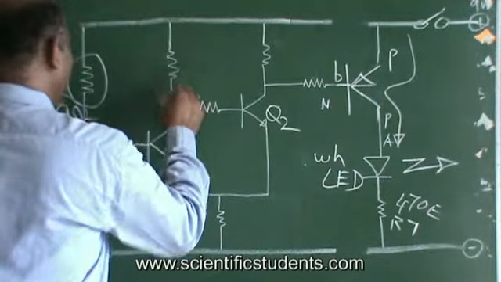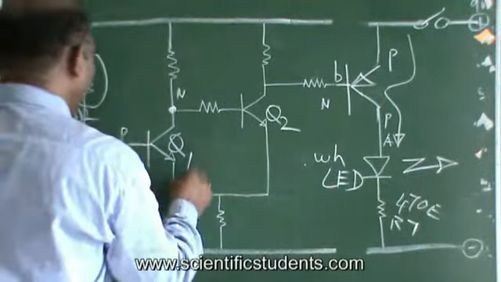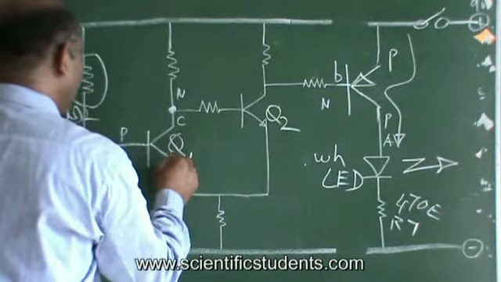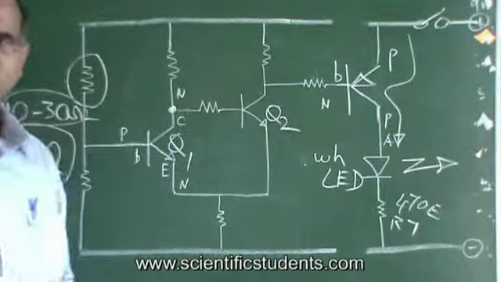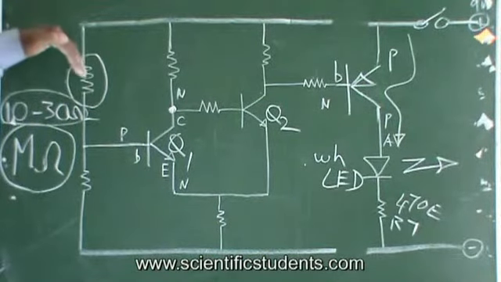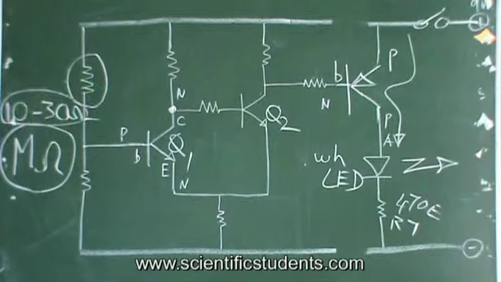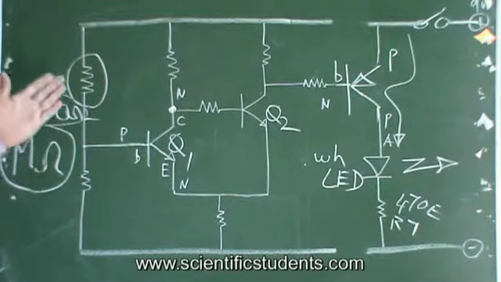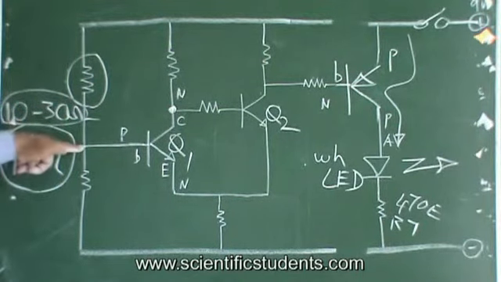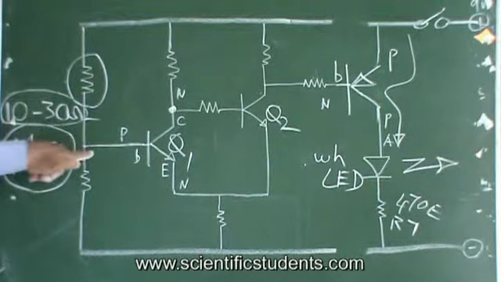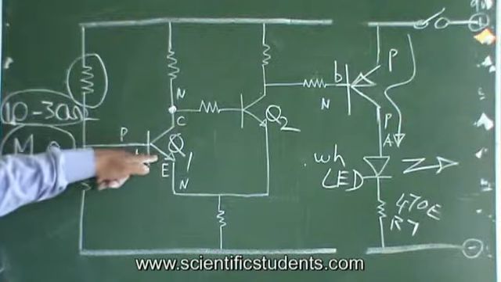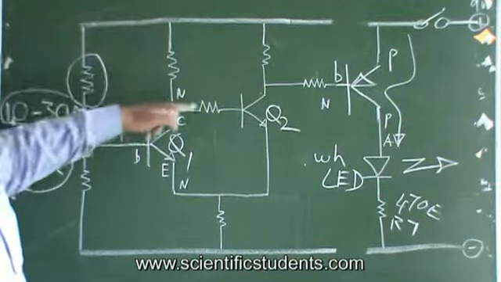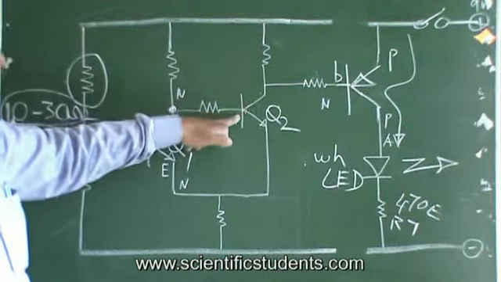So N, P, N, and collector, emitter, and base. These two transistors are similar. What happens in the evening when light rays don't come onto this LDR? The resistance goes up, so you don't get any voltage here. When you don't get any voltage here, automatically this transistor is off. When this transistor is off, then the positive is fed to this transistor, and it is on.